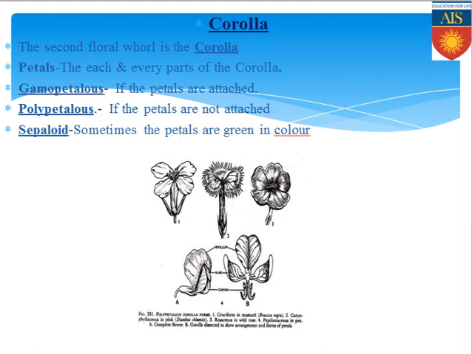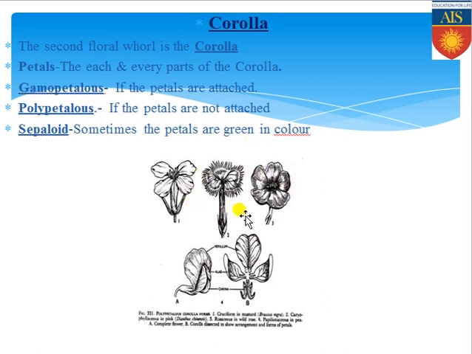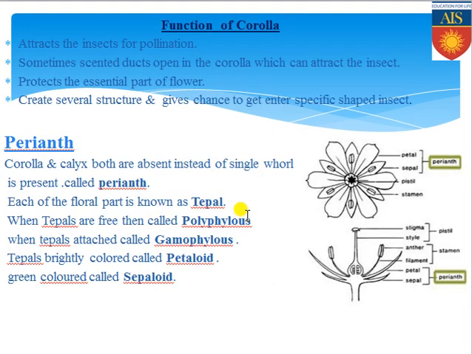So again I am repeating, each and every unit of the corolla is known as a petal. If the petals are associated with each other, they are known as gamopetalous. If they are free, polypetalous, and if the petals are green like sepals, then they are known as sepaloid. You can see many types of corolla categories or varieties here. Coming to the function of the corolla, it attracts insects for pollination because it is colorful. Sometimes it contains scented ducts opening in the corolla, which can attract insects. It protects the essential reproductive parts of the flower, androecium and gynoecium.